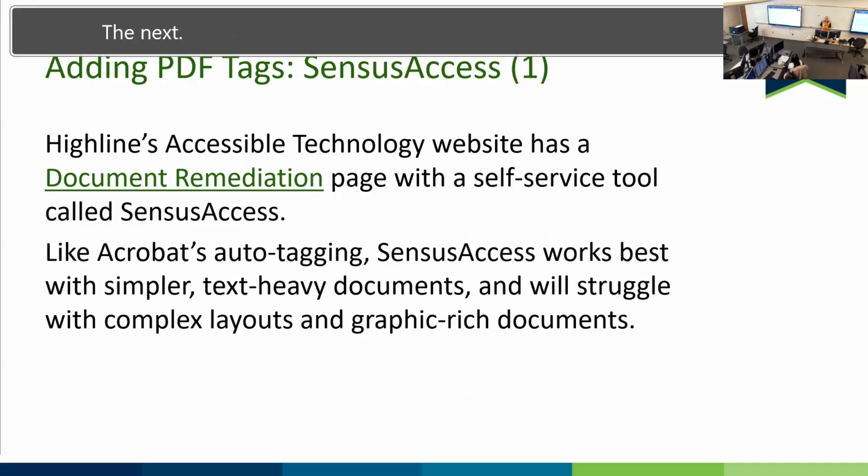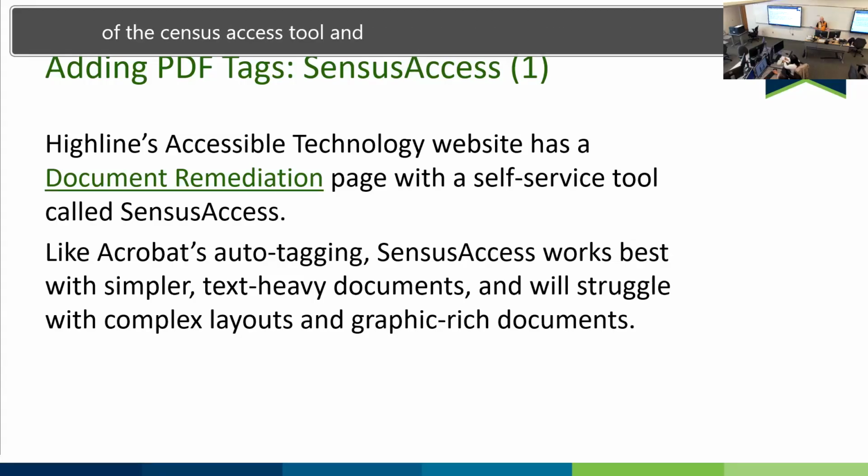The next thing is a new tool that we have just implemented at Highline recently. It's a program called Census Access. This is available in a few ways. The way I'm talking about here is that it's available on the document remediation page of the Accessible Technology website for Highline. But it is actually built into Canvas. If you've suddenly noticed that there's a lot of black circles with a white S in them attached to a lot of things in your Canvas courses, that's part of the Census Access tool.